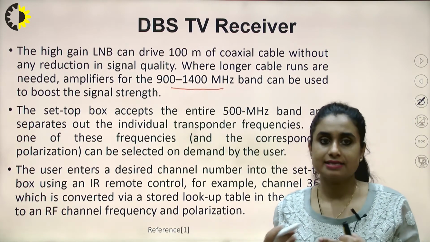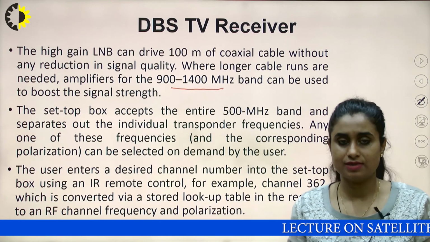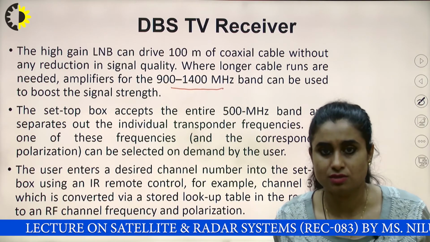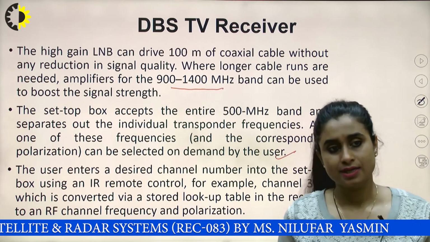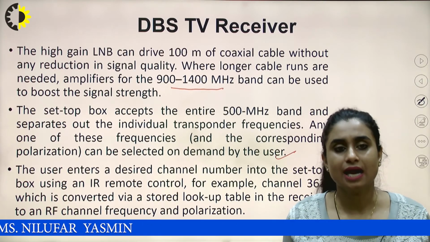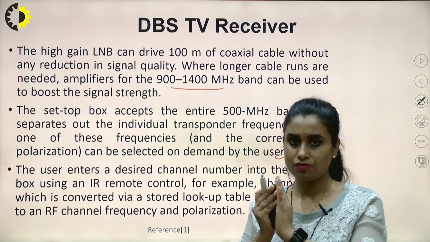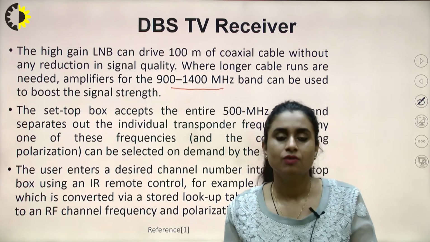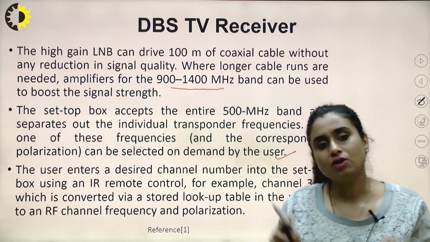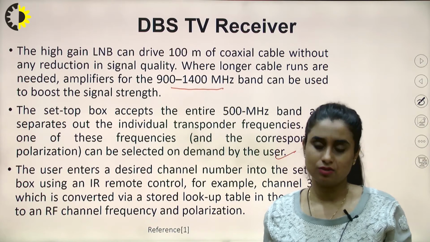The set-top box accepts the entire 500 MHz band and separates out the individual transponder frequencies. Any one of these frequencies can be selected on demand by the user. So we get to select it, right? The user enters a desired channel number into the set-top box using an IR remote control. We use a remote control that works on the basis of infrared frequencies, right? For example, we do have 362 channels which are stored in the lookup table, and by pressing the number we actually select that channel, that frequency, from that lookup table.